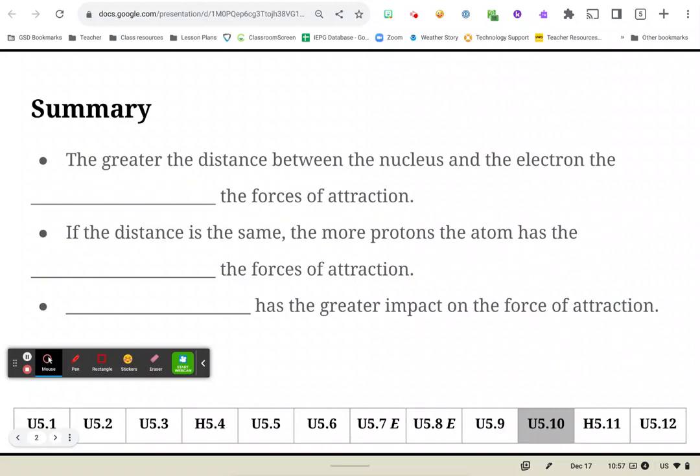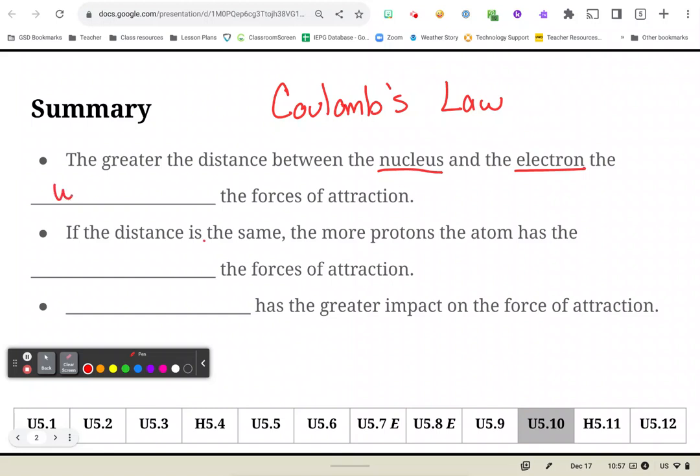So to summarize, there are notes in here on Coulomb's law, but I'm just going to summarize them. You can look through the filled-in notes to see it, but these are the big ideas we're taking in to PES. The greater the distance between the nucleus and the electron, the weaker the force of attraction. If the distance is the same, the more protons the atom has, the stronger the force of attraction. And that distance has a greater impact than the number of protons.